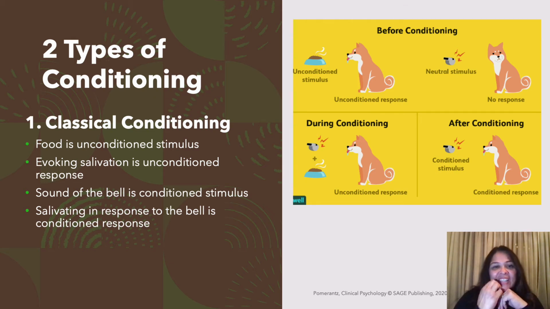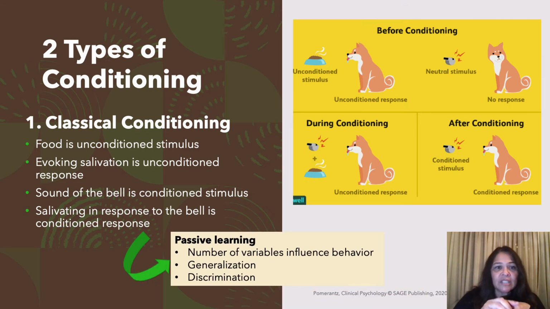A couple of other things. Classical conditioning is considered passive learning because you have a number of variables that can influence the behavior and the outcomes: how many people are coming into the room, what you're pairing the stimulus with. Does a neutral stimulus you think is neutral maybe have some type of response you weren't anticipating? Again, those notions of generalization and discrimination.